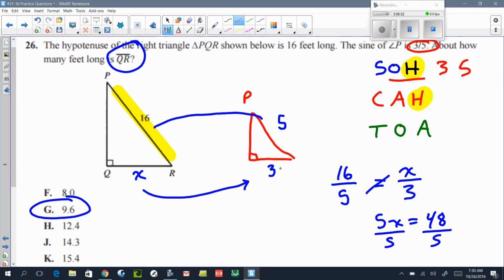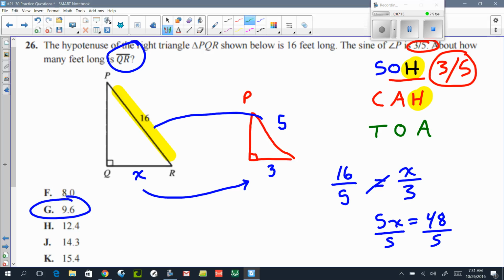Again, your ratio for opposite to hypotenuse is always going to be consistent no matter how much this triangle grows. So you can see going from this triangle to this triangle, we obviously grew, but the ratios are going to stay the same. So 3 to 5 is going to be x to 16 based on that given ratio right there. Another way to do this would be to use our inverse trig functions.